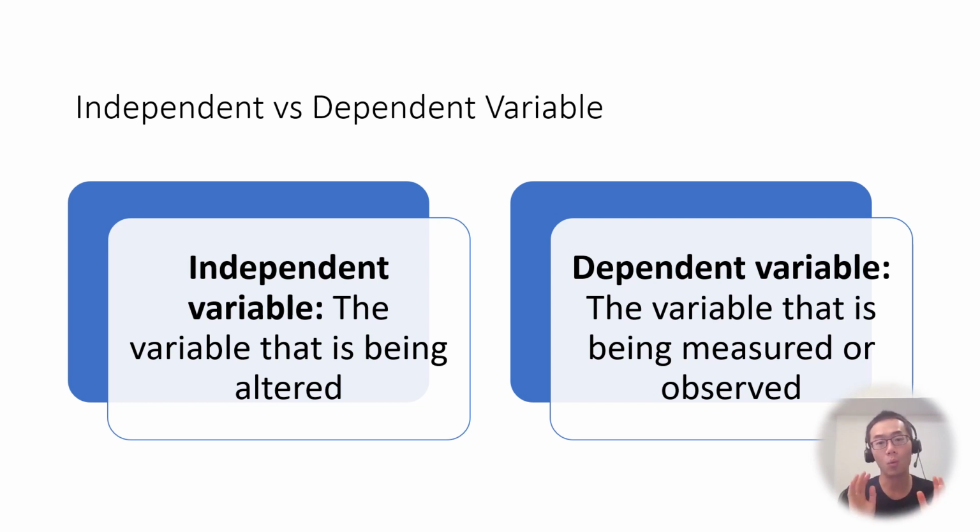Okay. So one last time, the one that you are deliberately changing, that you are in control of, the cause of the experiment, that's the independent variable. The one that you're observing, the one that you're measuring, the one that you don't have control over, the effect, that you are trying to see from your experiment, that's the dependent variable.